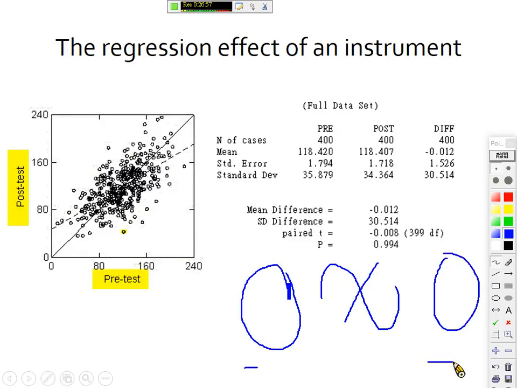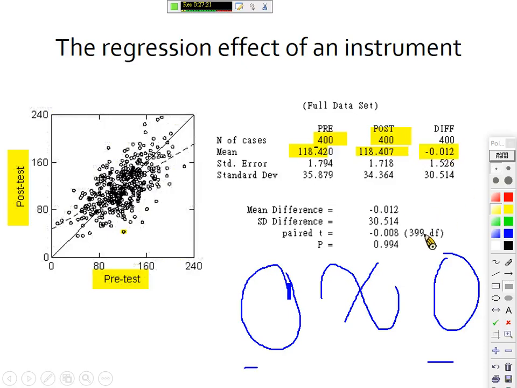So with the Z score, we can have X, Y. Okay, so that is a chart. So look here. We have 400 cases pre-test, and we have 400 cases post-test. The average score for each is 118. So there's no difference at all, right?